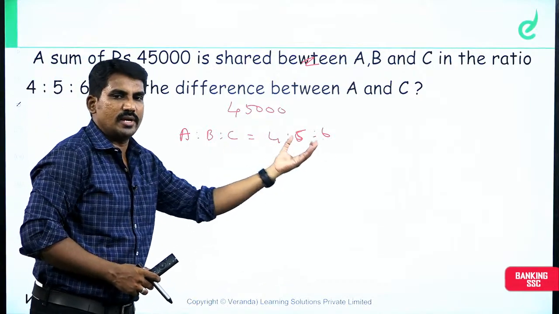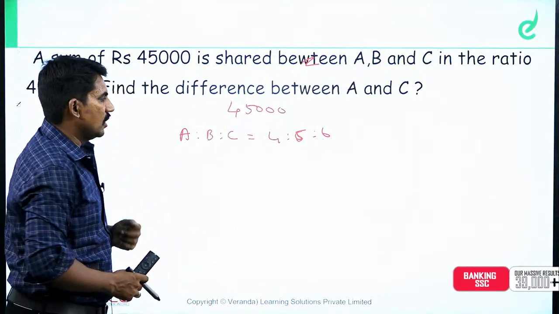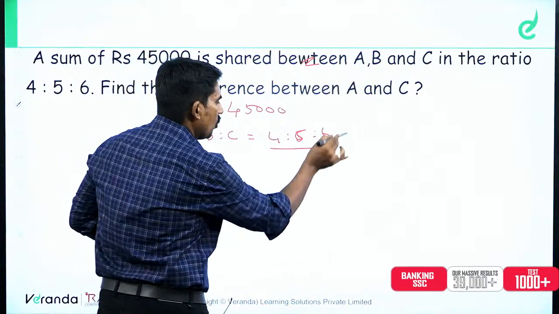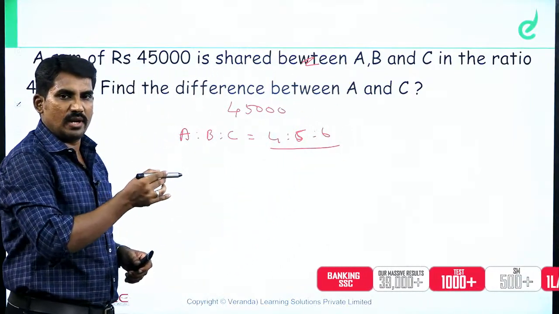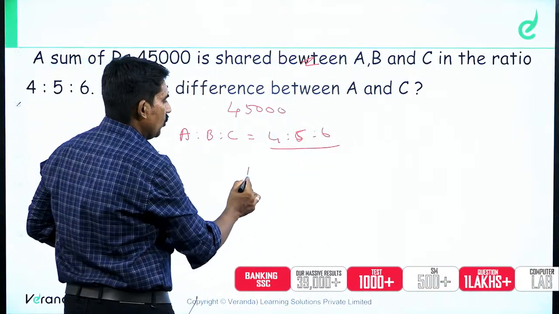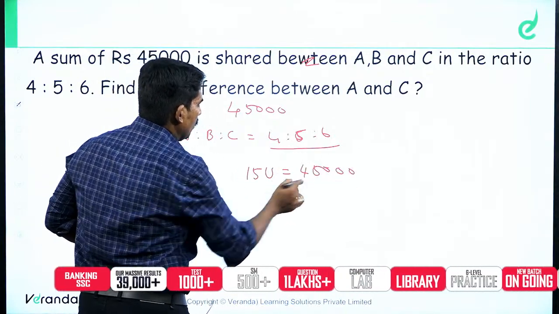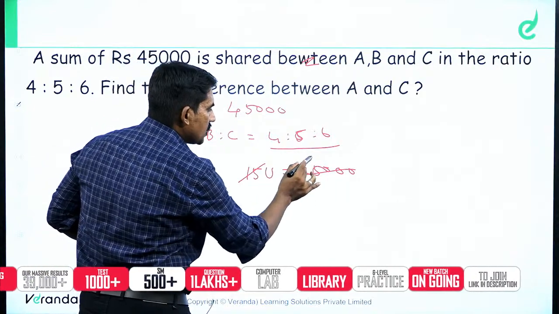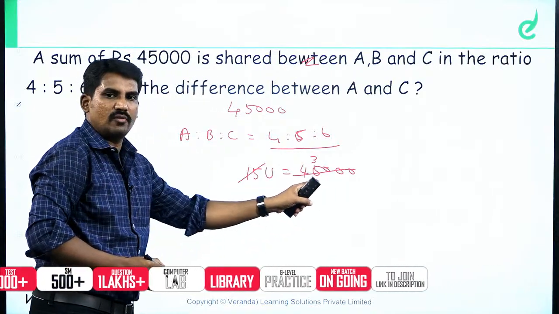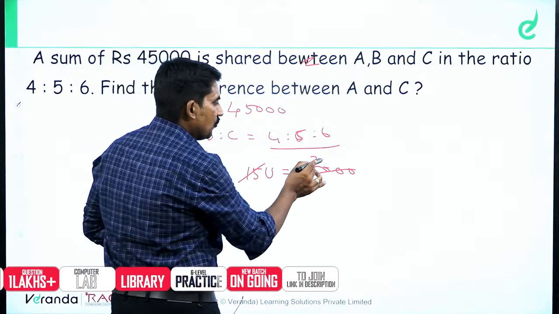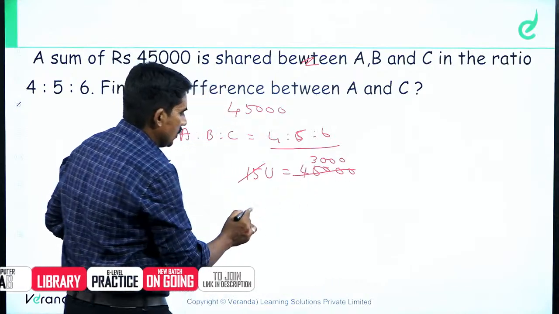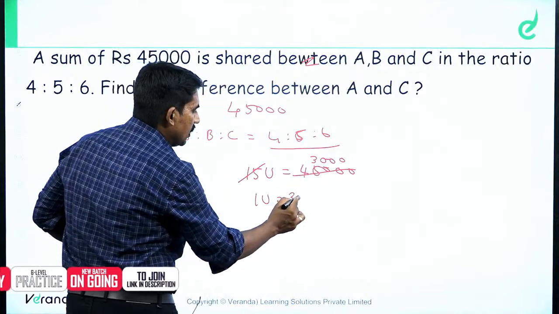Now, total units. This total unit is actually equal to 45,000. Therefore, total unit is what? 4 plus 5, 9. 9 plus 6, 15. Therefore, we understand 15 units is actually equal to 45,000. 1 unit is how much? 45 divided by 15, 3 times. Therefore, with 3 zeros, 3,000. 1 unit is actually 3,000.